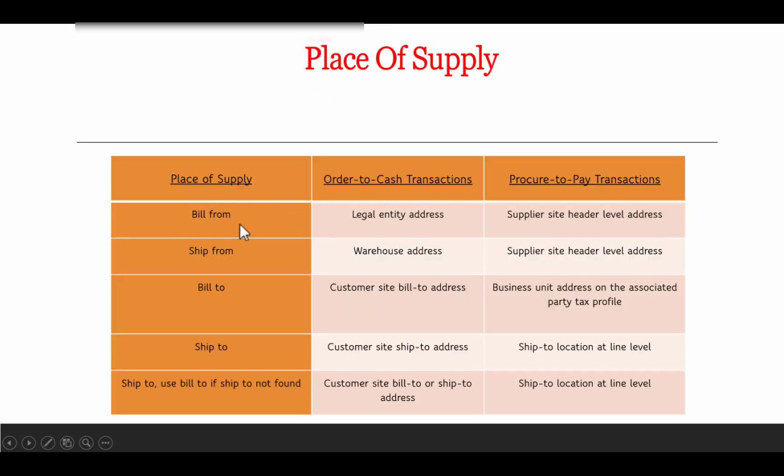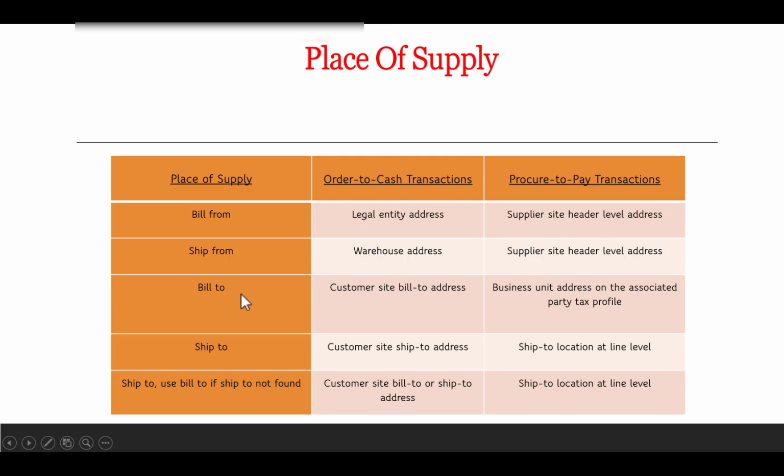Place of supply bill from in order to cash means legal entity address. If bill from for procure to pay, supplier site header level address. Ship from in order to cash is the warehouse address. In P2P, supplier site header level address. Bill to in order to cash is the customer site bill to address. In procure to pay, business unit address. Ship to is the customer's ship to location. Ship to uses bill to if ship to is not found, and the customer's ship to location at line level. This is the meaning of the place of supply in order to cash, O2C, and procure to pay.